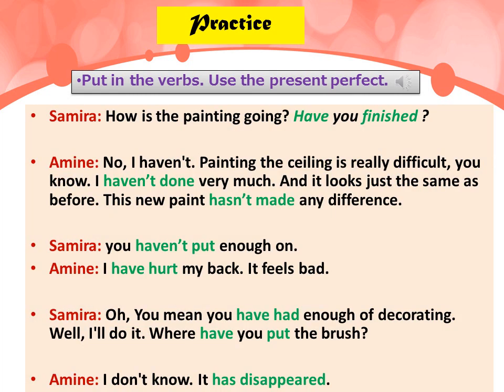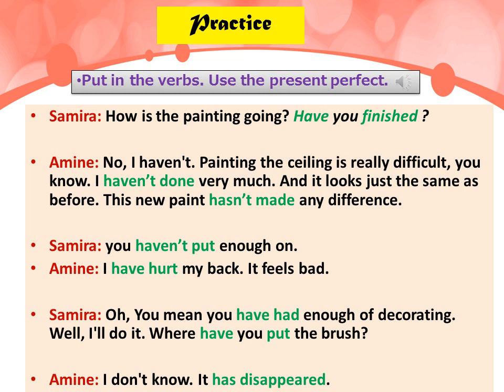Now here are the keys to the exercise that we have just seen before. So Samira, how is the painting going? Have you finished? I mean, no, I haven't. Painting the ceiling is really difficult. You know, I haven't done very much. Done, past participle ديال verb do. And it looks just the same as before. This new paint hasn't made any difference. Made the past participle of the verb make. Samira, you haven't put enough on. Again here put ما تبدلت شي حاجة كيبقى نفسه past participle.